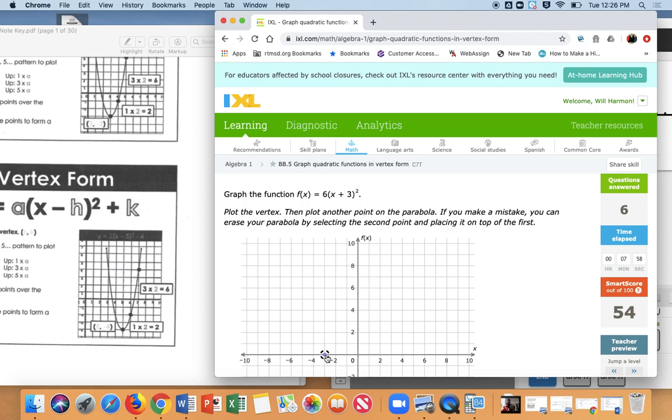So let's plug in. Now, if I were to plug in 1, see how far away it is? Okay, see how many units away 1 is? It's 1, 2, 3, 4 units away. So if this is my vertex, I want to pick a value that's 1 unit away from my vertex. In other words, I want to pick negative 2 in this case. So let's plug in negative 2. Negative 2 plus 3 is 1. 1 squared is 1, times 6 is 6.